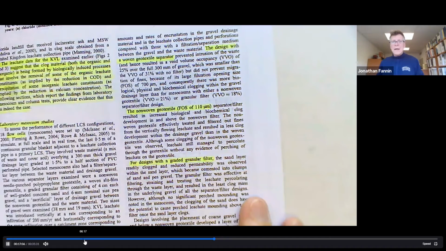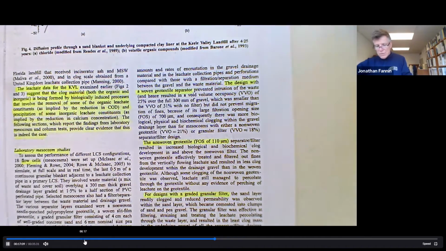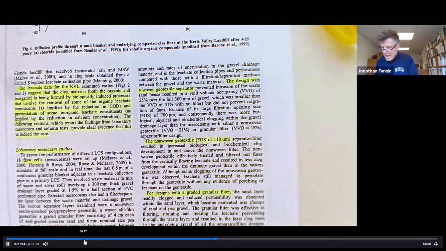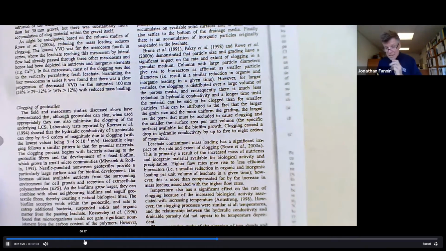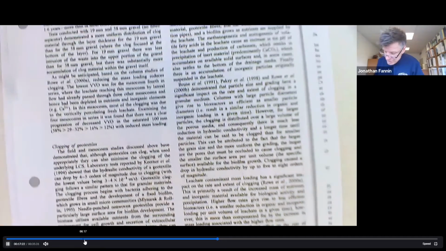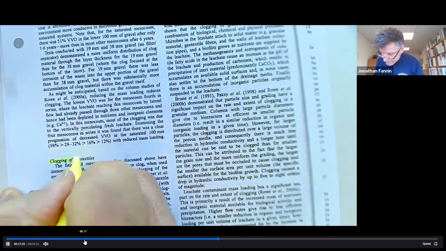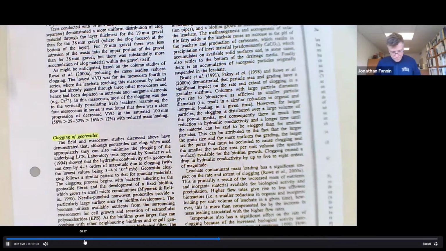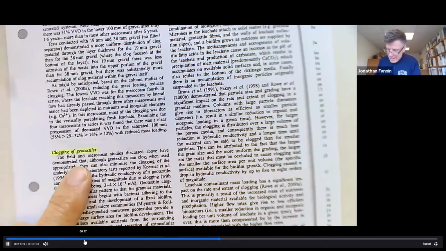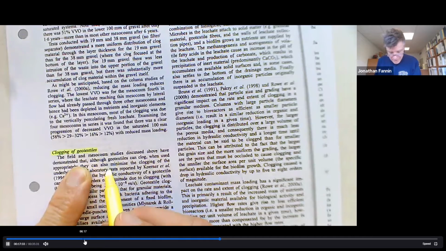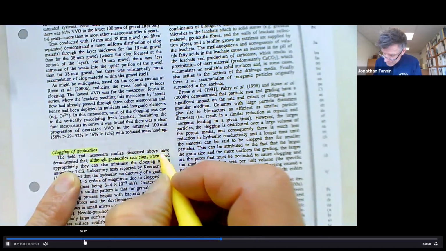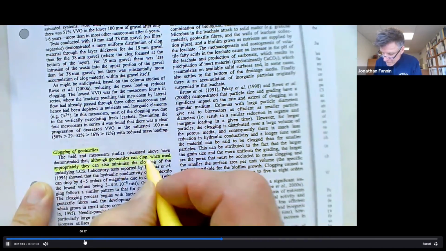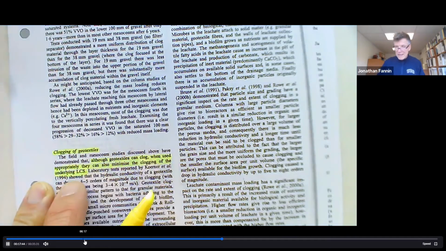Okay, and then chase down into the details of them. And out of that came some conclusions with, again, we're still in the leachate collection system, but clogging of geotextiles. Okay. The field and the lab flow cell studies show that although geotextiles can clog, when used appropriately, they can minimize the clogging of the underlying leachate collection system.